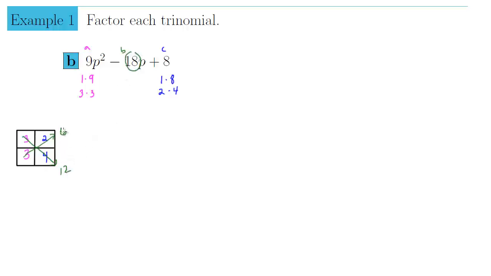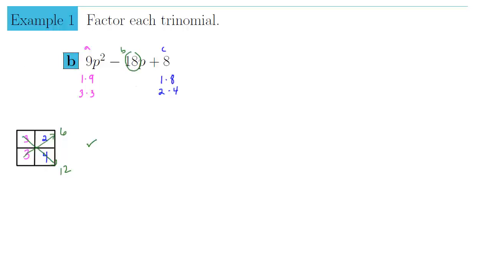Yes, 12 plus 6 is 18. So this is a good box. We can work with this. We can get our final factored form from this because the 12 and 6 combine to this part of the b.